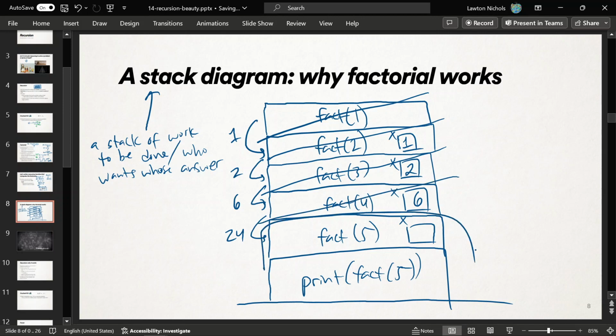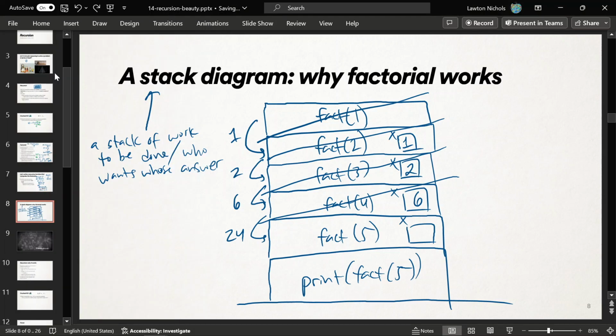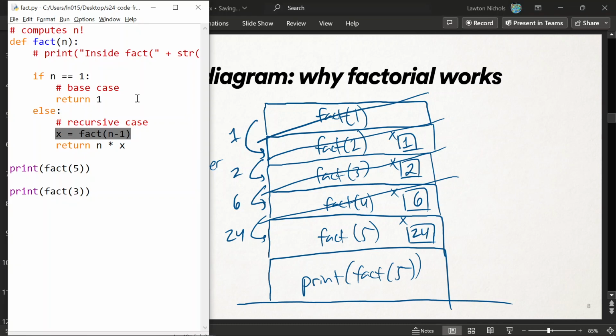And so now we're back in the original call, finally, to factorial of 5, who's waiting ever so patiently on factorial of 4, who now got an answer. Factorial of 4 says, oh yeah, my answer is 24, and it's going to shove that into x. Factorial of 5 was waiting on that. Now it has an x variable populated with 24, and factorial of 5 is like, okay, I'm ready. I'm ready to do my job.